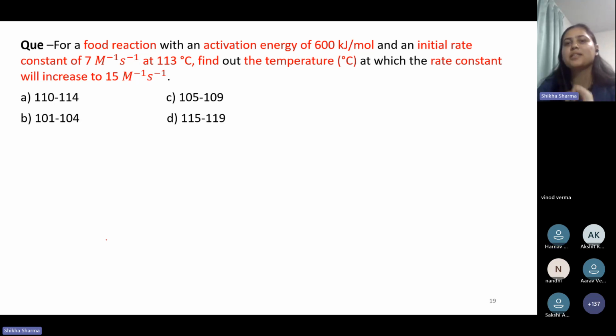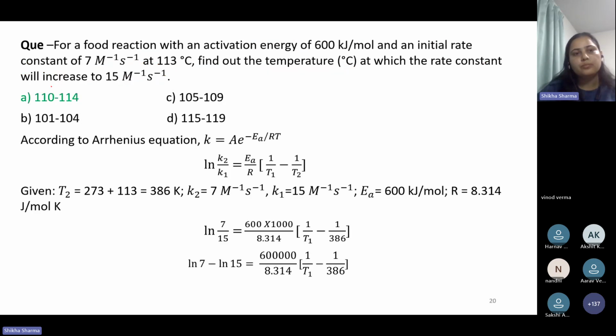So we are moving on. Time is constant, so let's solve the next question. For a reaction with an activation energy of 60 kilojoule per mole and an initial rate constant of 7 M^-1 s^-1 at 113 degrees Celsius, find the temperature at which the rate constant will increase to 15. It is also a question based on the Arrhenius equation. We know the Arrhenius equation is k = A e^(-Ea/RT).